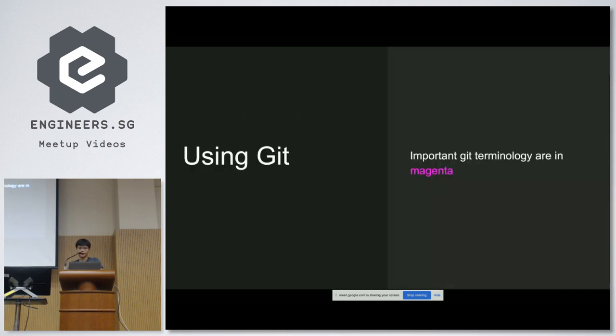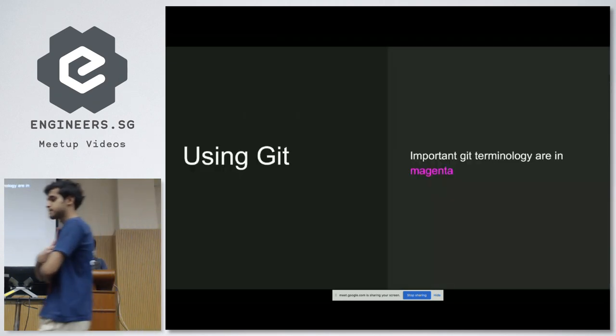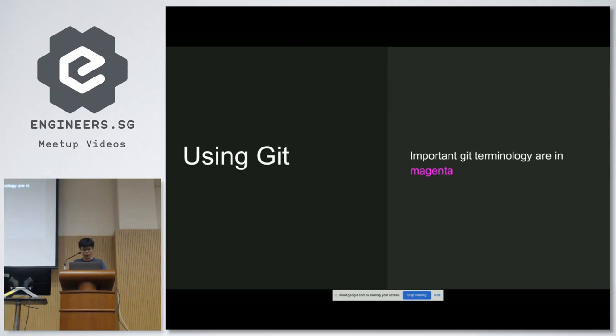So now we'll go into how we actually use Git. And a note here is that all the important Git terminologies are in magenta, so these are terms that you commonly see if you look on Stack Overflow for Git and whatnot.